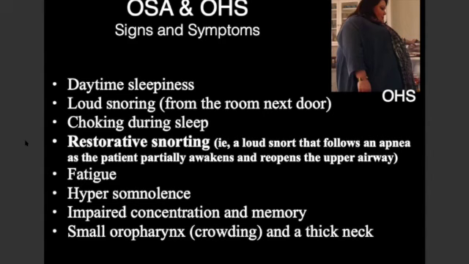And then restorative snorting. So restorative snorting is when someone's sleeping and they do that kind of cartoon snort, right? So they're sleeping, they're snoring, maybe they're having apneas, and then all of a sudden they let out a restorative snort. So it's a loud snort that follows an apnea as the patient partially awakens and reopens the upper airway. Very specific for sleep apnea. Hypersomnolence, impaired concentration and memory.